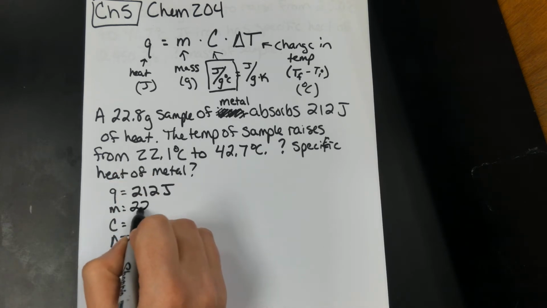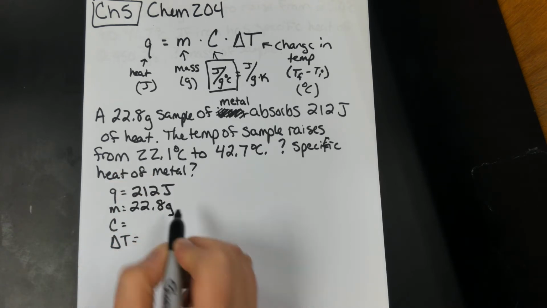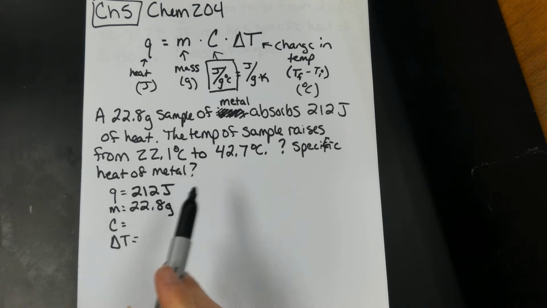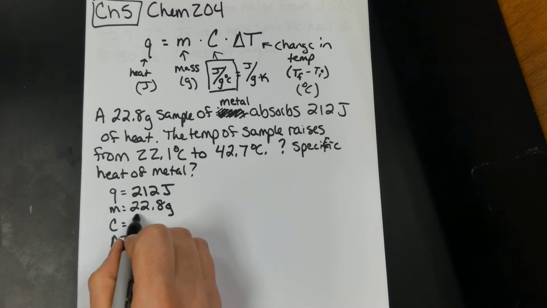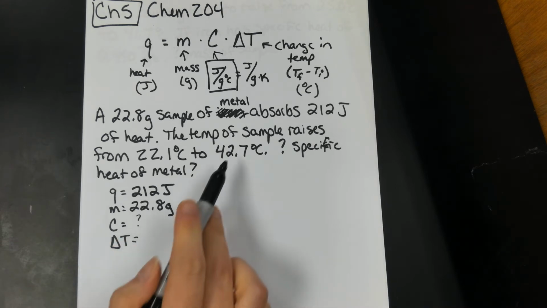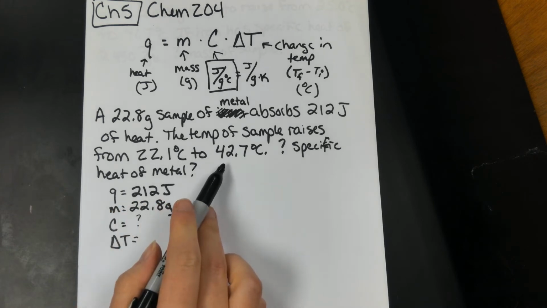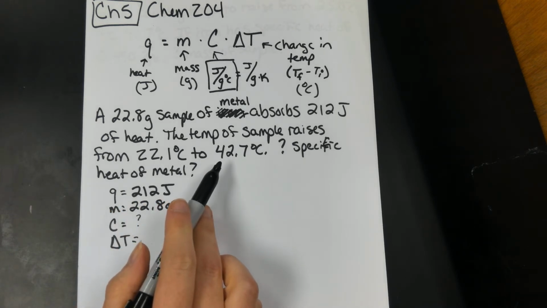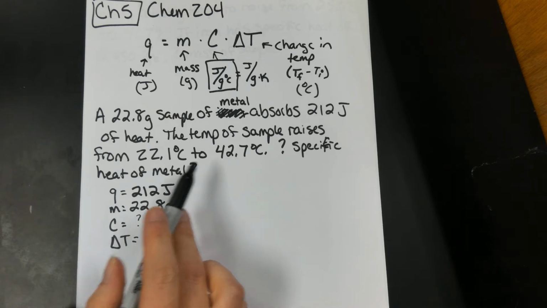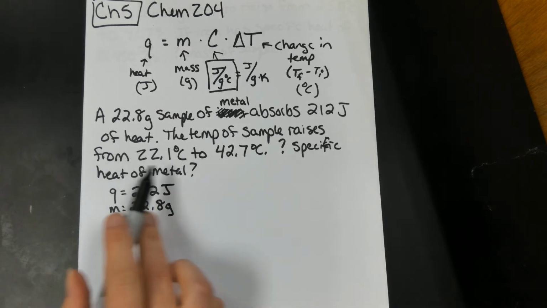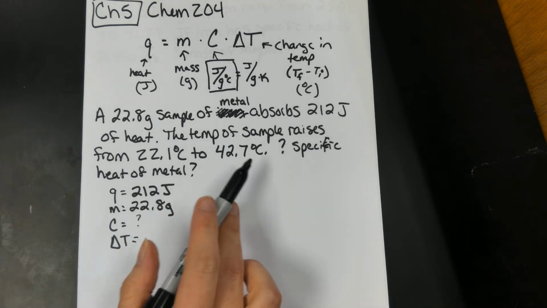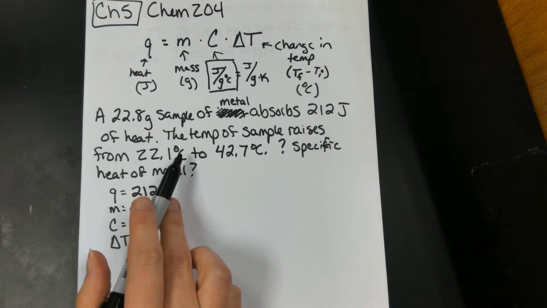How about mass? 22.8. Do I know specific heat? Actually, I don't. That's what I'm trying to find, right? Do I know delta T? Well, I have 2 temperatures, but I don't know delta T yet. I have to actually find that, don't I? So I have to do final minus initial. If it started at 22.1 and rose to 42.7, this is my final, this is my initial.